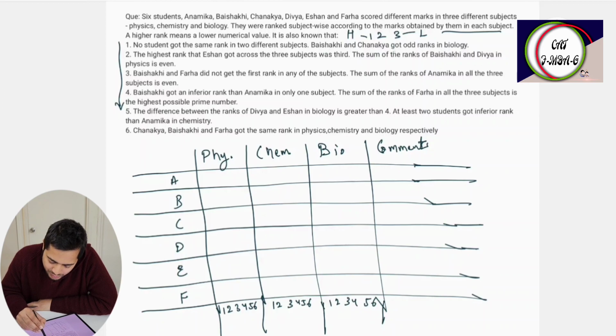Baisakhi and Chanakya, B and C, got odd ranks in biology. So this is biology, and B and C got odd ranks. So this is odd, this is odd. I will write O for odd for the time being.